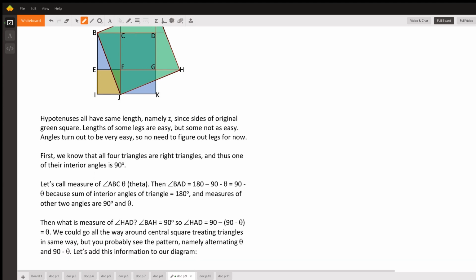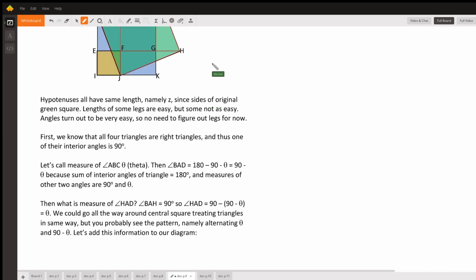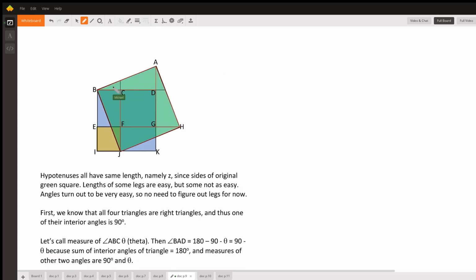We know that they're right triangles, so one of the interior angles is a 90-degree angle. But let's look at the others. Let's say this angle right here has measure theta. This one is 90. They have to add up to 180, so 180 minus 90 minus theta is 90 minus theta. So this angle must be 90 minus theta. Now, that's a right angle, so those add up to 90. So 90 minus theta, and what would add up to 90? Theta. So that would be theta.